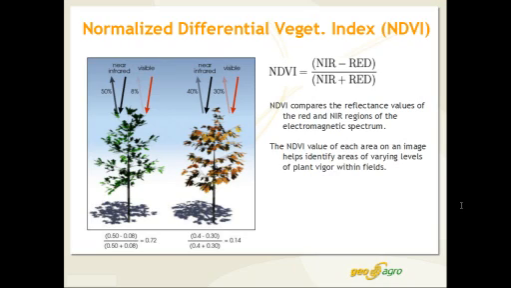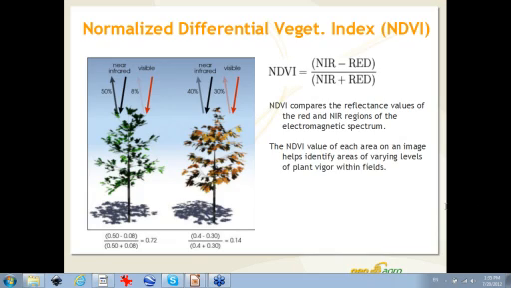So I hope I wasn't too confusing regarding this explanation, but basically we're going to measure different values of reflectance of the different wavebands that we capture through the satellite.